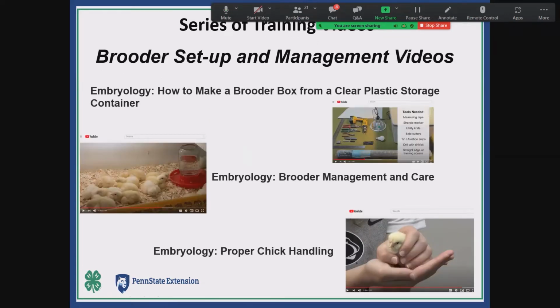And then there's also a whole video on how to prepare your own plastic tub brooder for the classroom. You get the parts, the tools, it walks you through exactly how you can make a brooder for your classroom, proper brooding care and management of the chicks, and then proper handling of the chicks in the classroom, because it's very important if we're going to be handling these at all, that we do it in the best possible way.